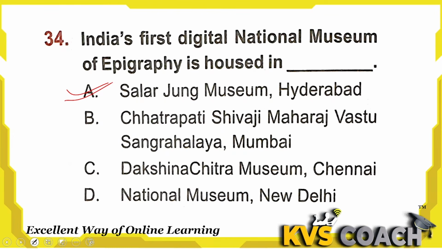Okay. Option B is Chhatrapati Shivaji Maharaj Vastu Sangrahalaya, Mumbai. This Sangrahalaya is also known as the Prince of Wales Museum in Western India. And the third one is the Dakshin Chitra Museum, Chennai. This museum actually shows the art and architecture, craft and lifestyle of South Indian people.